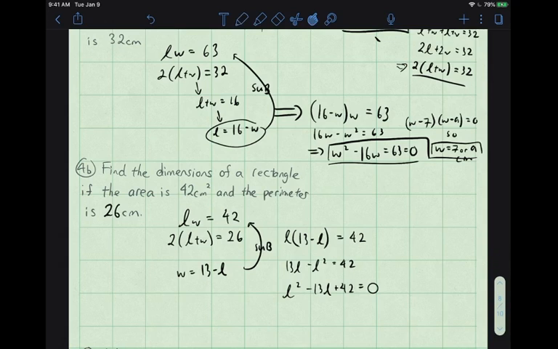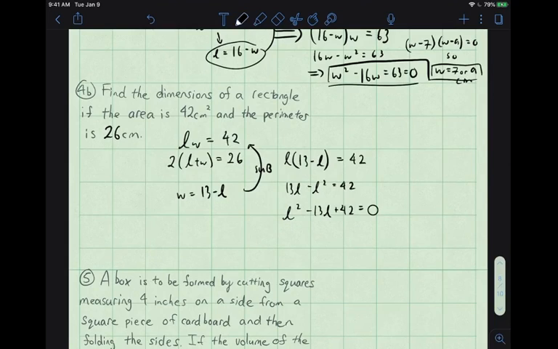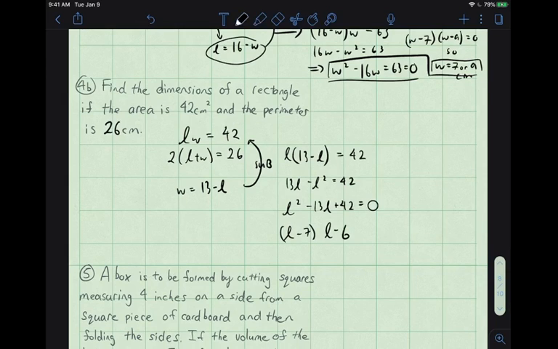We have some options. We could use the quadratic formula, we could factor, we could complete the square. When I look at this, I see that you can factor it. L minus 7, L minus 6 equals 0. L equals 7 cm or 6 cm. Again, just like before, this makes sense. These are your dimensions, your length and your width. When the length is 7, your width is 6. When your length is 6, your width is 7.